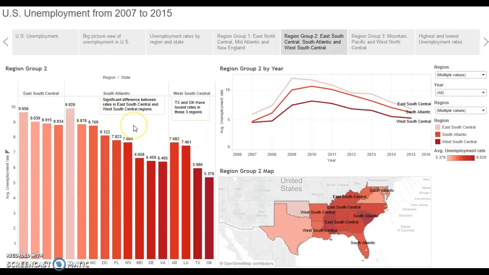and then the South Atlantic. You have more states, but you have a broader range of unemployment rates. Most of these seem to be pretty high, but yeah, you can see the pretty significant difference between East South Central and West South Central regions.